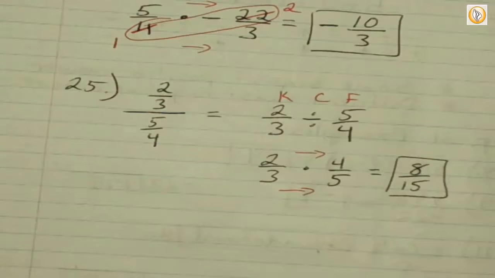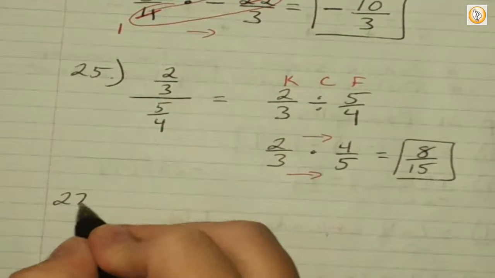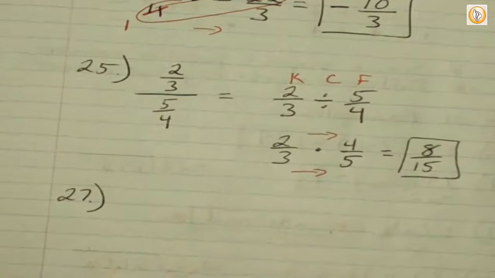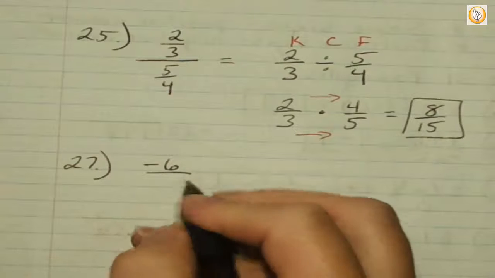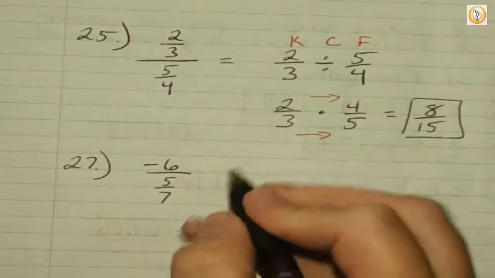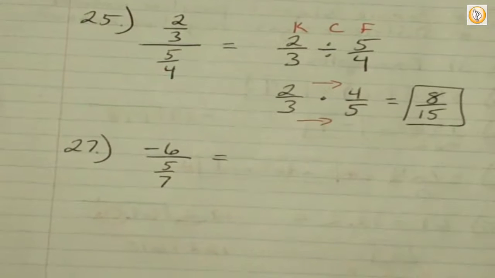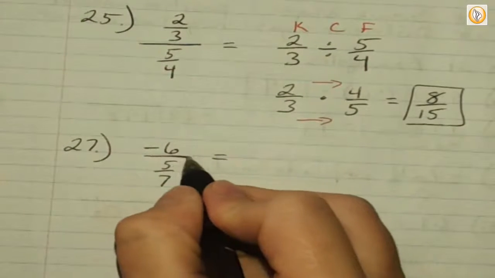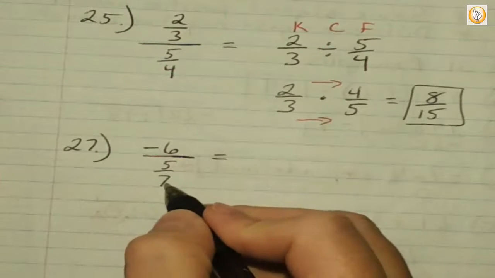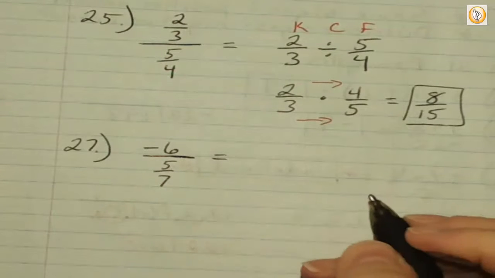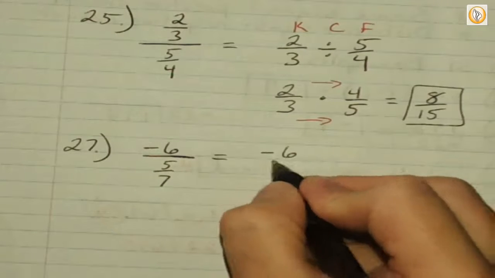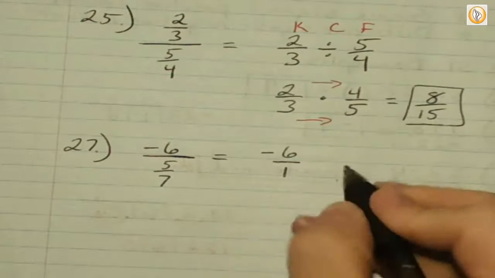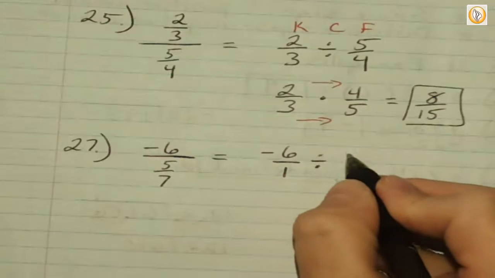Okay. Let's see. I got one more to do, and Cecilia and Aiden are going to do this one. 27. -6 divided by 5 over 7. So, Aiden, tell me, how can I rewrite this to make it look better? -6 over 1 divided by 5 over 7. Excellent. -6 over 1 divided by 5 over 7.